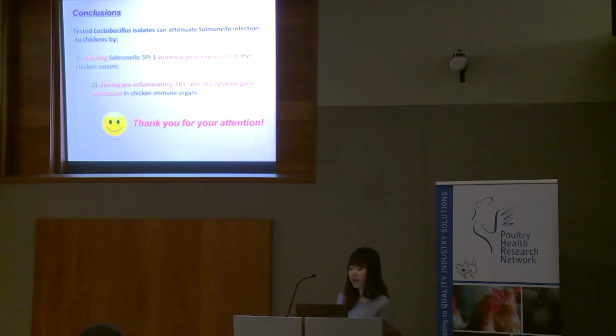So finally, we got the conclusion that the tested Lactobacillus isolates can attenuate Salmonella infection in chickens in 2 ways. The first is reducing the Salmonella SPI1 virulence gene expression in the chicken cecum, and the second is altering the pro-inflammatory, Th1 and Th2 cytokine gene expression in chicken immune organs.